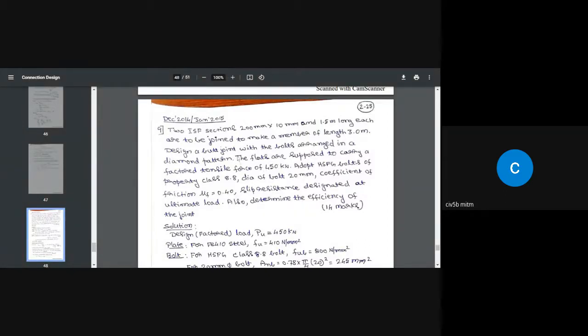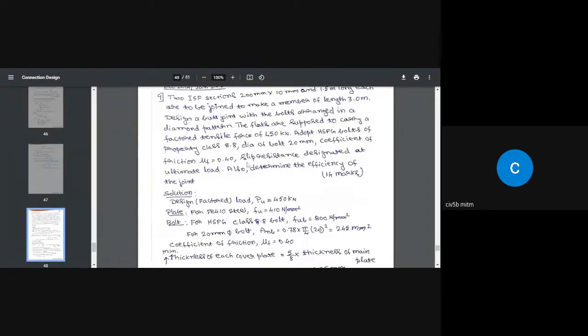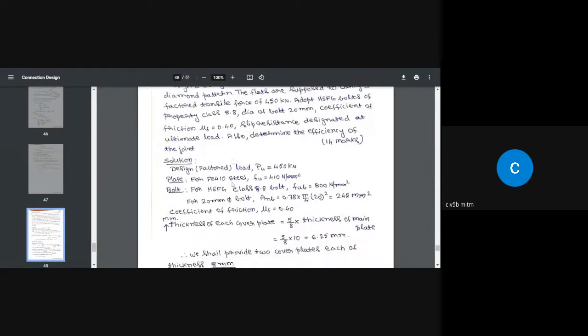Okay. So design a butt joint with the bolts arranged in a diamond pattern. So we have to arrange the bolts in a diamond pattern. You already know how to arrange the bolts in a diamond pattern. And of course, the flats are supposed to carry a factored tensile force of 450 kilonewton. Factored tensile force means the PU value. You don't have to multiply this by 1.5. And the bolt is 8.8 grade and 20 millimeter diameter, mu f is 0.40. So remember, slip resistance designed at ultimate load.